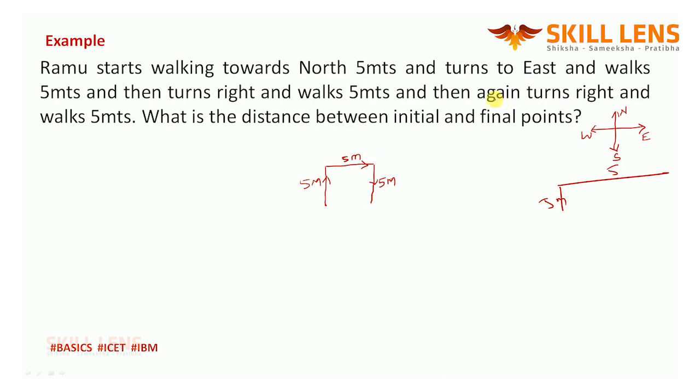And again he turns right. Right means which direction? West. So he turns right and walks 5 meters. So can I say he reached the same position? Yes or no? So this is the starting point and this is the ending point, or the final point.